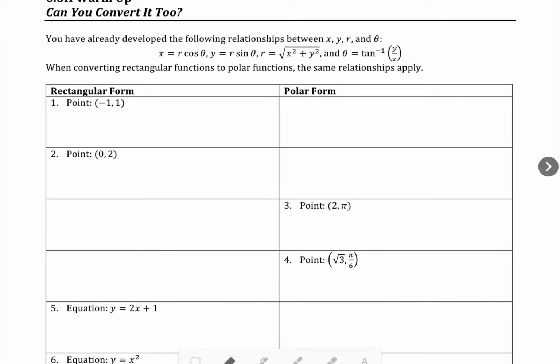Hey guys, and welcome to task 6.5. Here we go, diving right into how to convert from rectangular to polar and backwards from polar to rectangular.